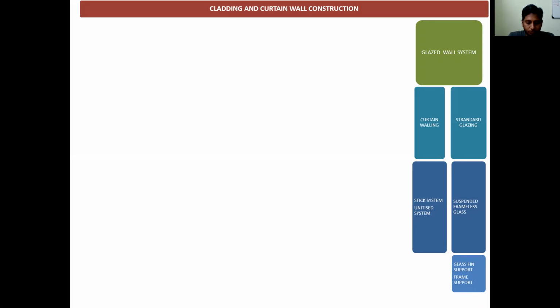Previously, greenhouse effect, heating effect, all those things were really a very big problem with this glass fin structure. But nowadays the technology, double walling system, UV glass system, and the number of things which is invented, number of things which is revised.